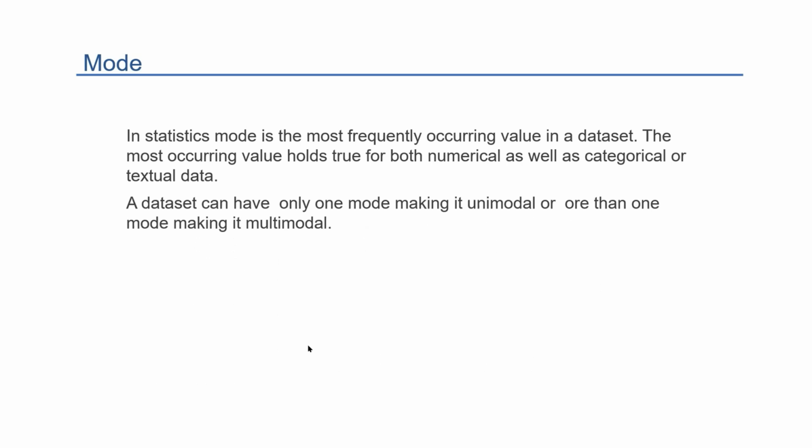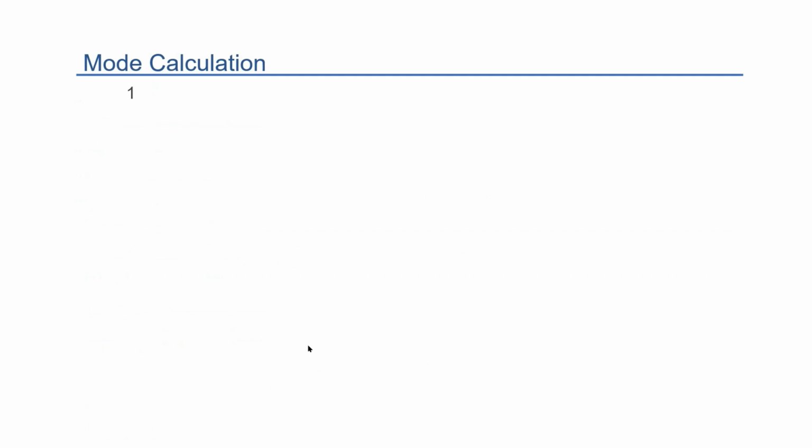A data set could have only one mode, and we call it unimodal, or more than one mode, and we call it a multimodal data set. See how we calculate mode. We have this collection of numbers: 1 5 3 2 3 1 5 7 3 7 3 1.